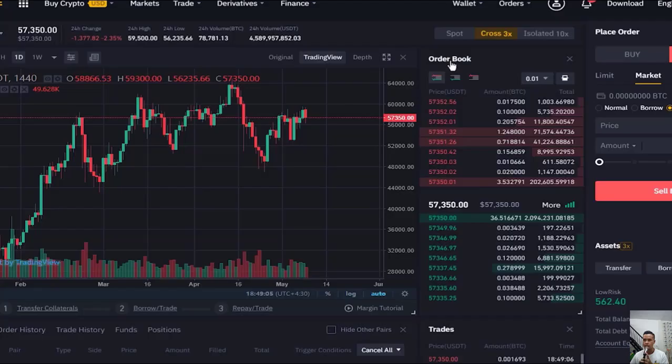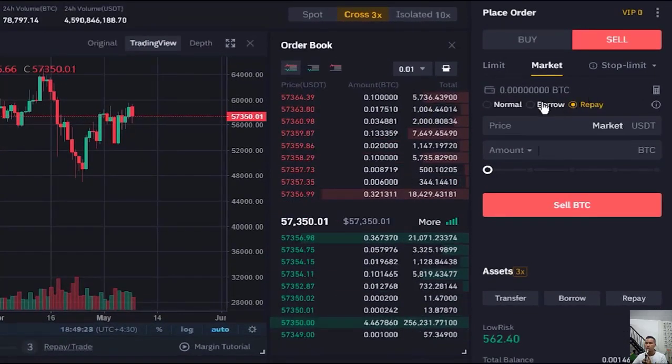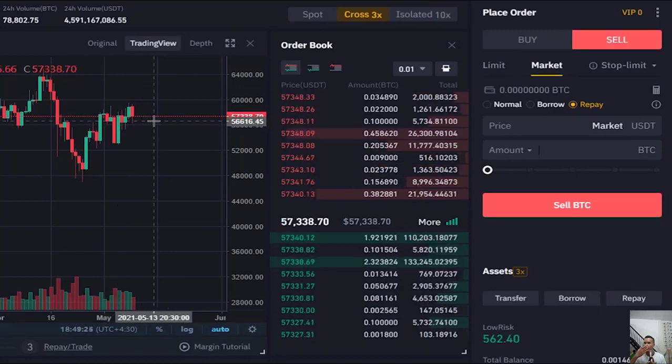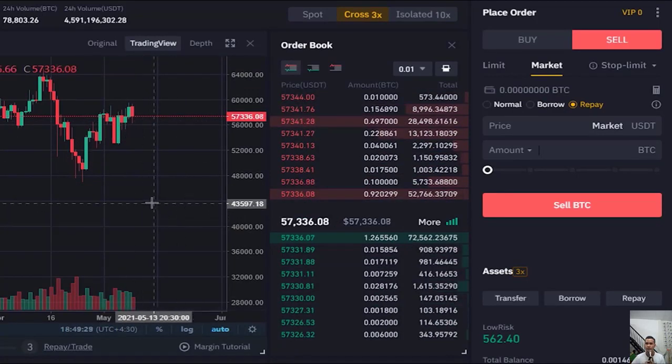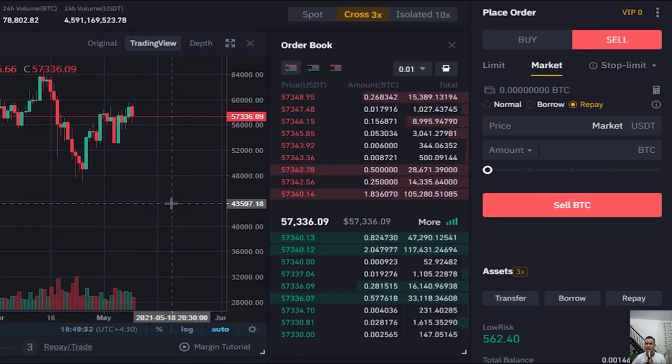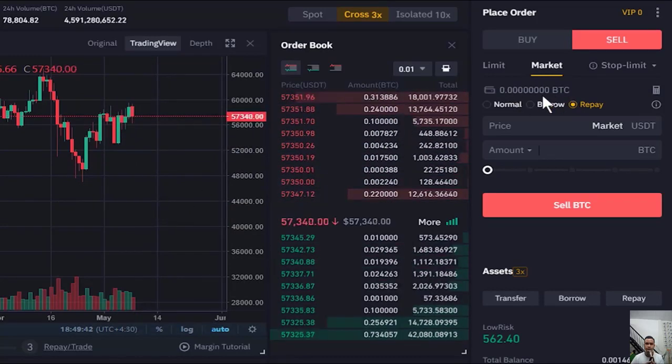Let me close this. And let's see another example of taking a short position with the help of the borrow option. Consider that we think the BTC price is going to fall, so we want to sell BTC and buy it back at lower prices and make a profit. We don't have any BTC, so we're going to borrow BTC and sell it.